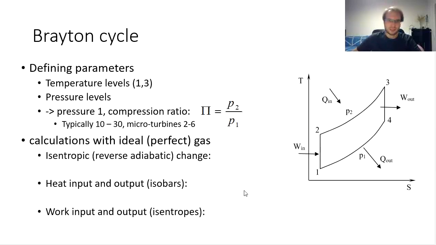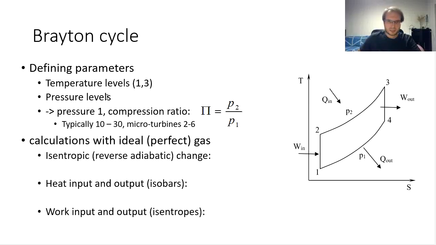Now let's have a look at some parameters of the Brayton cycle. The defining parameters of the Brayton cycle are basically the temperature levels, typically the temperature at point 1, which in the open cycle is the temperature of the ambient air, and then temperature T3, which is the firing temperature, the maximum temperature of the heat addition, typically given by parameters of the combustors like temperature limits, their specifications with respect to emissions like nitrogen oxide emissions, and so on.